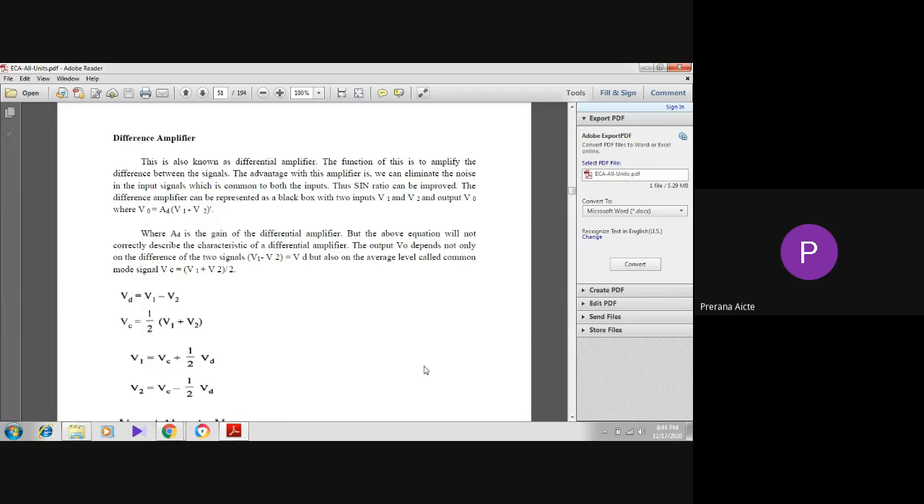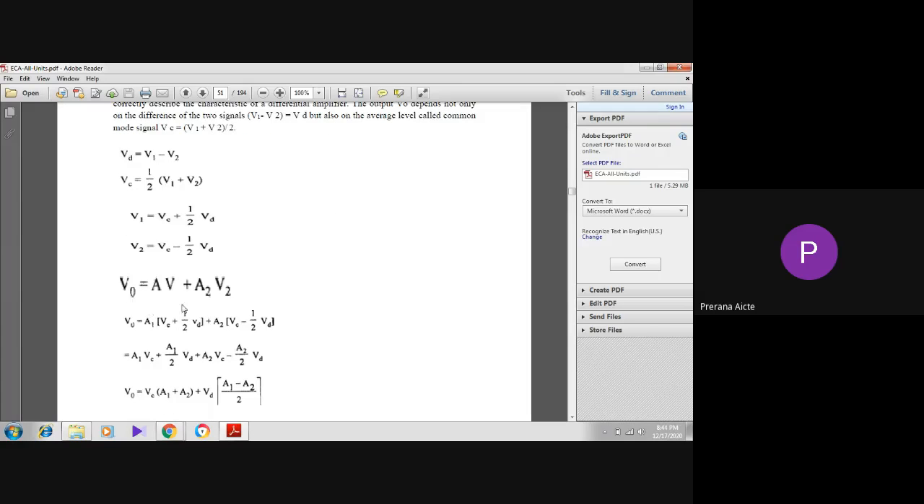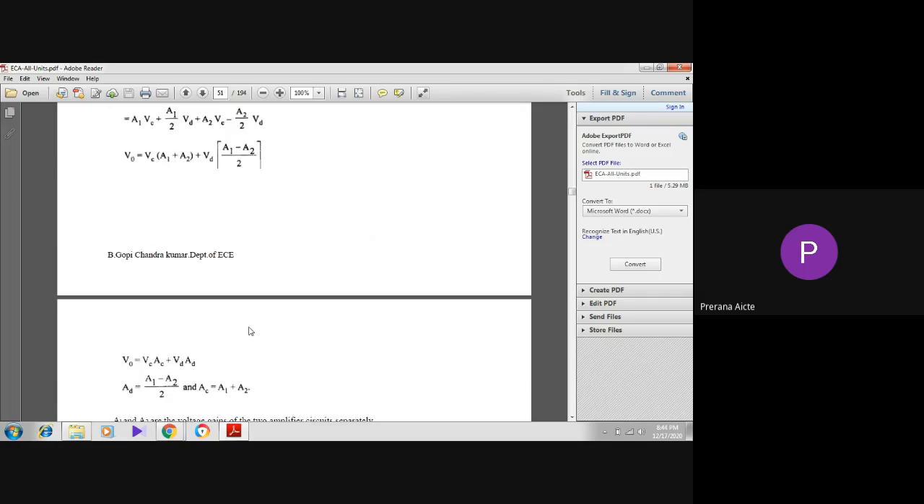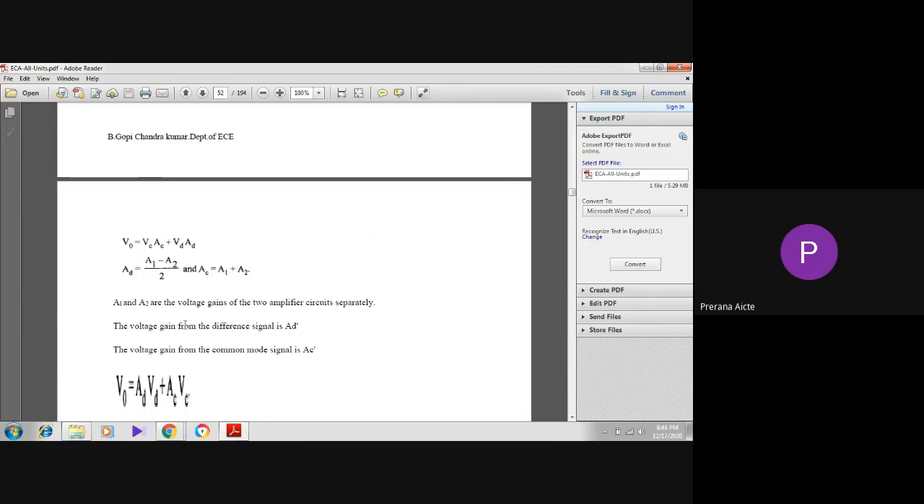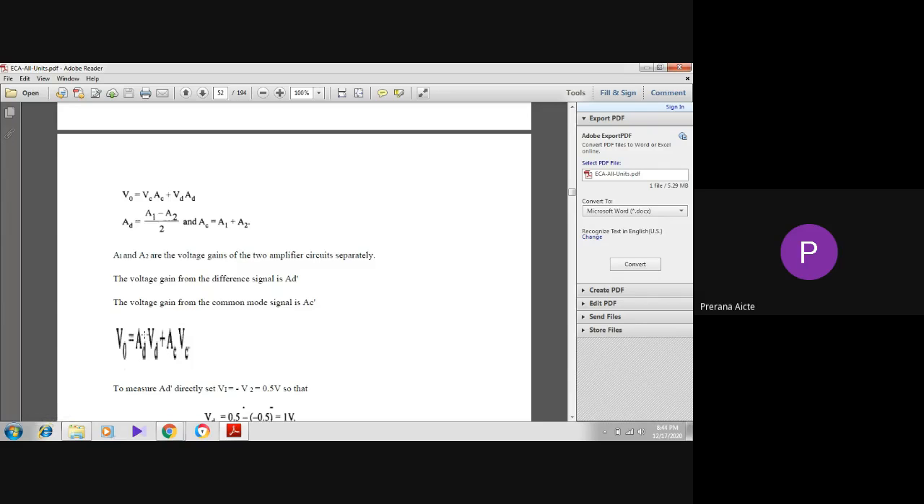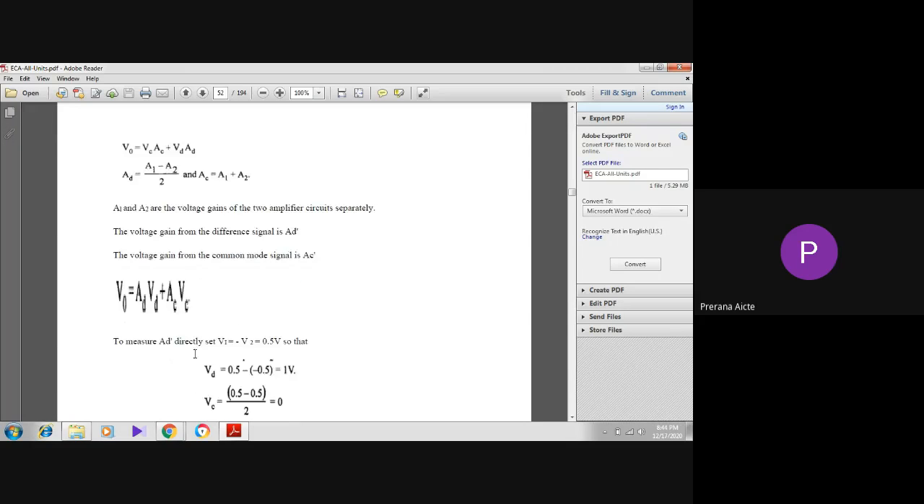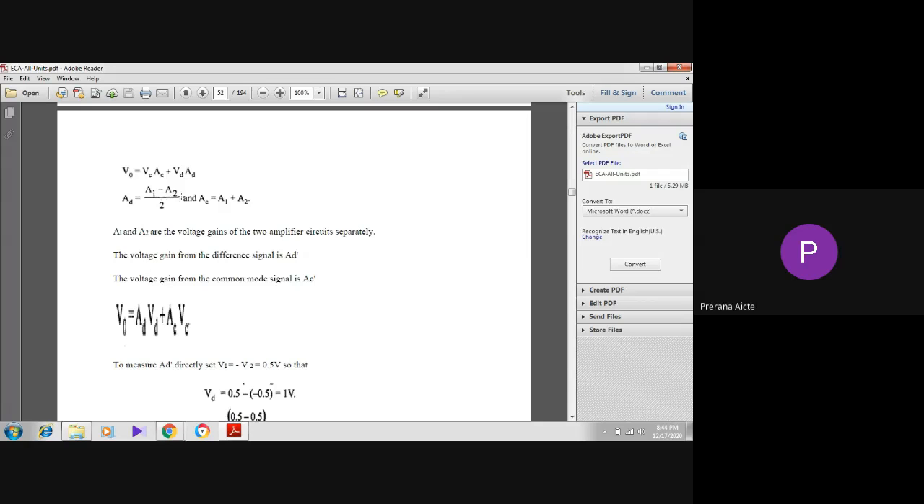See these formulas. V0 equals A1V1 plus A2V2. The first one is the common gain, the second is the difference gain. From simplification, the general expression is V0 equals ADVD plus ACVC. Here AD means difference gain, VD means difference voltage. Similarly, AC means common mode gain, VC means common mode voltage. To find AD, this is the formula, (A1 minus A2) by 2. To find common mode gain, this is the formula, A1 plus A2.